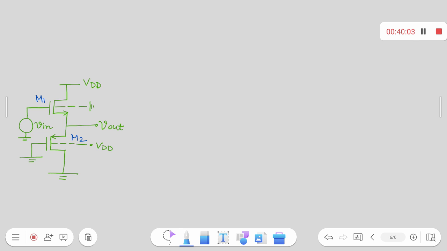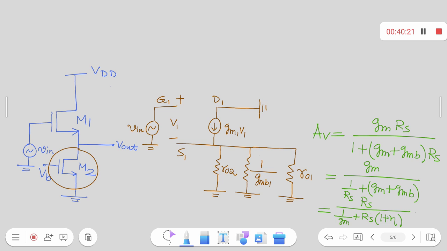Right. Gate, drain. So the R0 2 now is 1 by GM2 parallel. Is it only 1 by GM2? No. Body, 1 by GMB parallel. In the last circuit, this M2 was present, but for M2 there was no body effect, because source is connected to AC ground, rather DC ground, and the bulk is also connected to zero voltage.